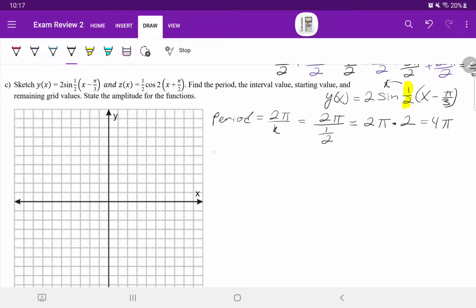To find my interval value, which I'm going to abbreviate once again as IV, that is 1/4 times the period. So 1/4 times my period of 4 pi, which is 4 pi over 4, and it equals pi. So each grid value will be pi units apart from each other. The starting value.